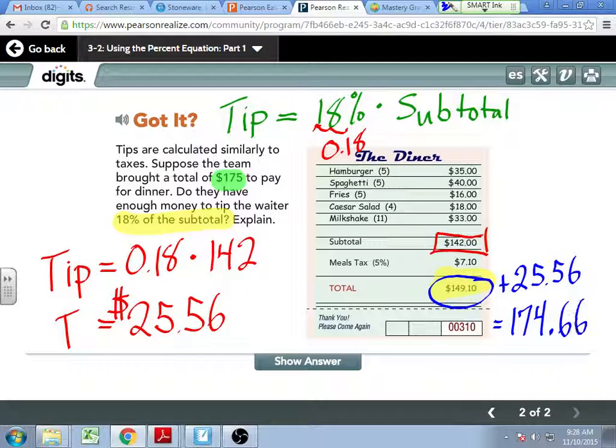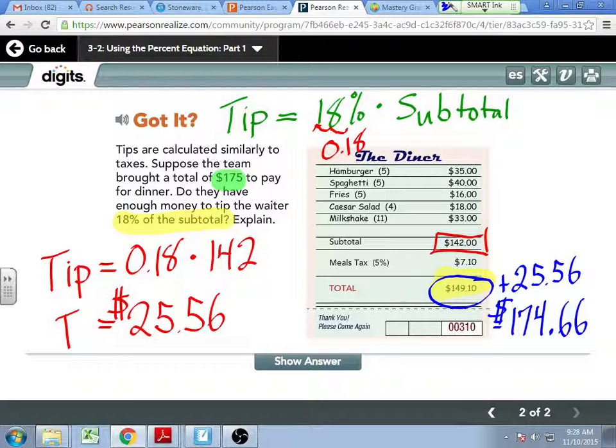$174.66. Thank you. Barely. So they would probably just leave the whole $175, because you don't really need 34 cents in change. Most people would, because you normally tip between 15 and 20% if your service was good.